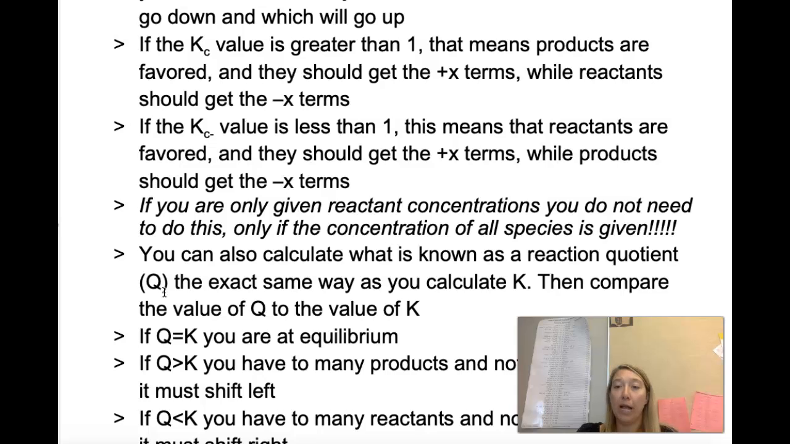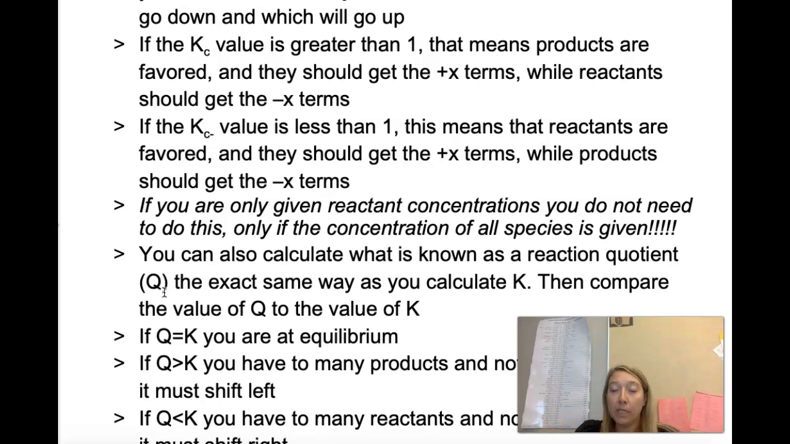If we find that the Q is greater, then if you think about how we calculate it by doing products over reactants, if Q is greater than K, that's telling me right now I have too many products and it has to shift towards reactants. Okay, so that would then mean my products would get minus X and my reactants would get plus X.